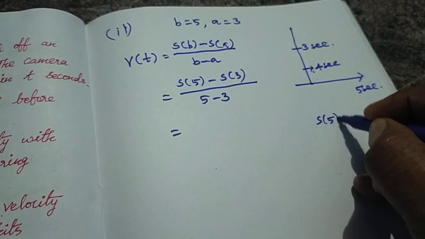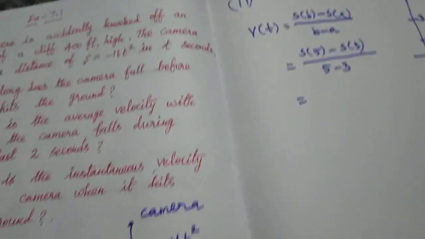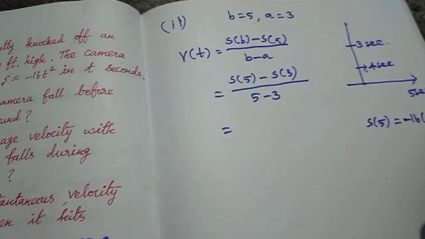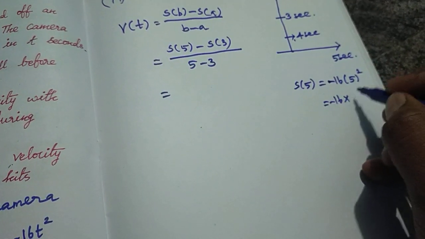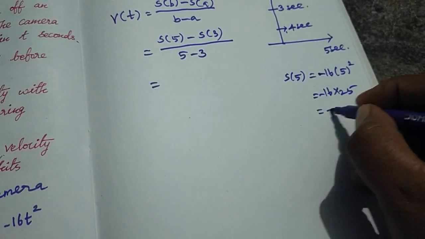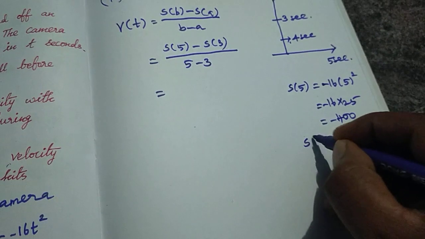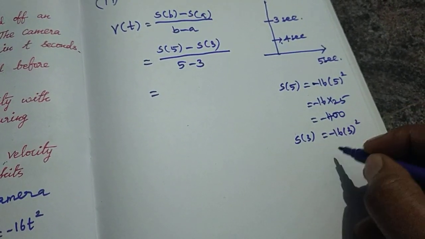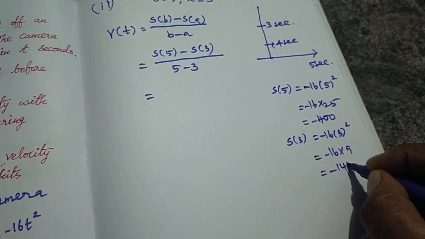S(5) means -16t², where the t value is 5. So -16 into 5 squared, 25. Totally -400. These are all rough work. S(3) = -16 into 3 squared, -16 into 9. So totally -144.